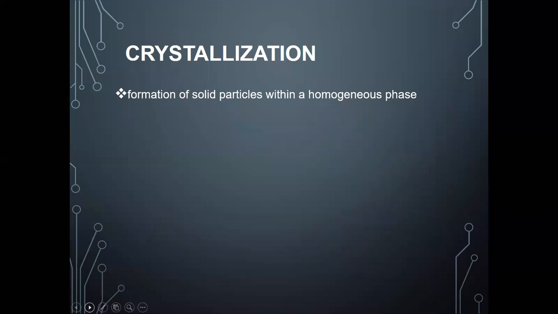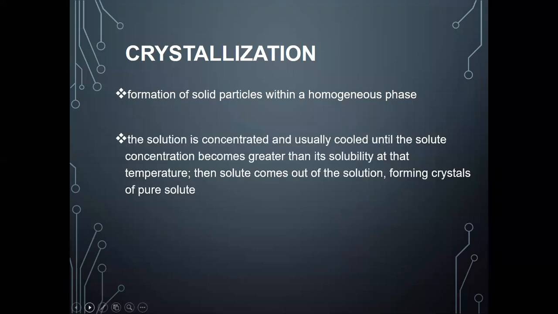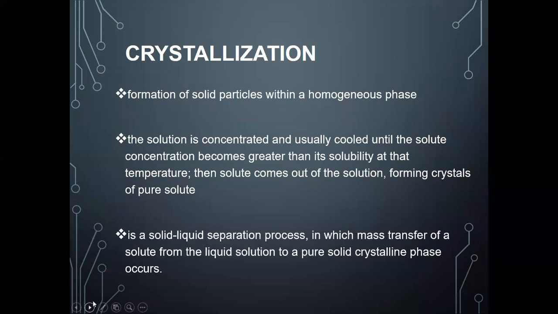So when we speak of crystallization, the main goal or objective is the formation of solid particles within a homogeneous phase. So the solution is concentrated and usually cooled until the solute concentration becomes greater than its solubility at that given temperature. Then what happens? The solute comes out of the solution, forming crystals of pure solute. Now, it could also be viewed as a solid-liquid separation process in which mass transfer of a solute from a liquid solution to a pure solid crystalline phase occurs. So it's a solid-liquid separation process.